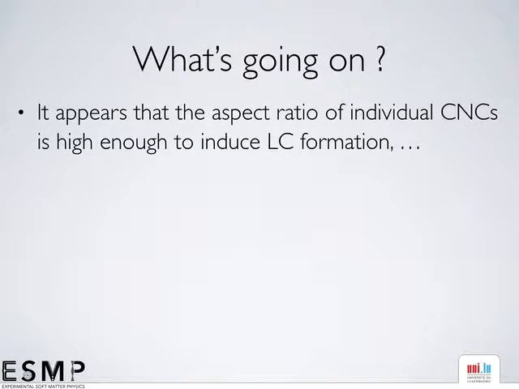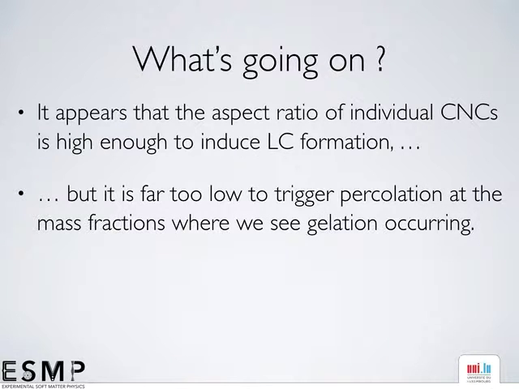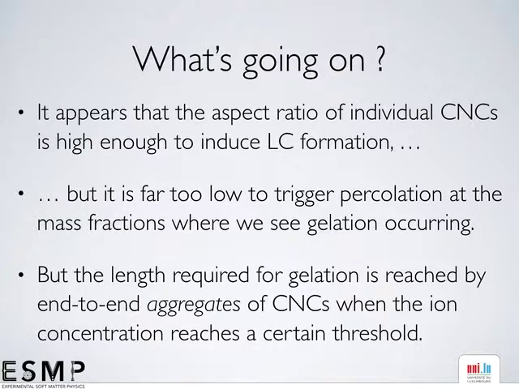So it seems that the individual CNCs have a high enough aspect ratio to form liquid crystals, but it's still far too low to percolate at the concentrations we are dealing with here. But if we add counterions, we get an aggregation of CNCs to effectively get larger, higher aspect ratio, to the extent that we even reach the percolation threshold. And the question is then, of course, why do we get this apparently end-to-end, more or less linear aggregation? And that's not easy to answer at all.